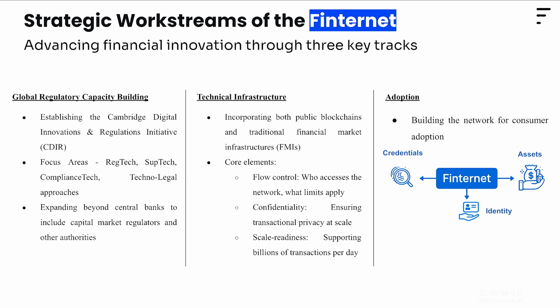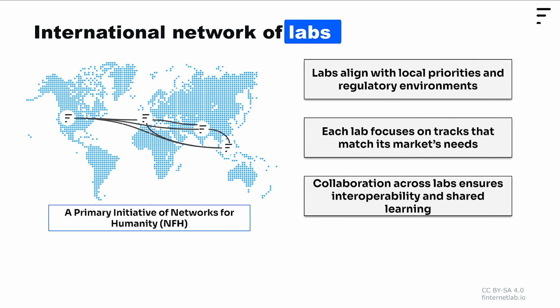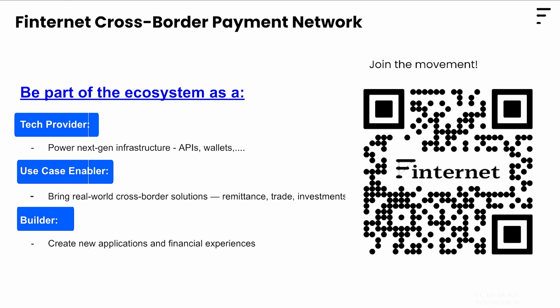But we've set up a global ecosystem that's focused on three broad pillars. One is global regulatory capacity building. So what are the legal frameworks? What are the regulatory frameworks to accelerate this transition? Second, building out this technical infrastructure, because for those of you that might be familiar working on public chains, how do you deal with aspects of scale, confidentiality, interoperability, each asset on its own chain, how does that work? And the third part is really real world adoption. And so there are a lot of cohorts within the Finternet ecosystem that are focused on all three of these. And if any of you are interested, again, reach out to us.